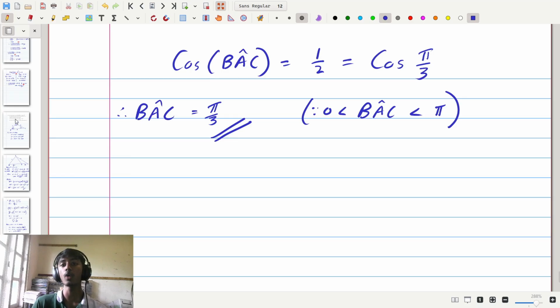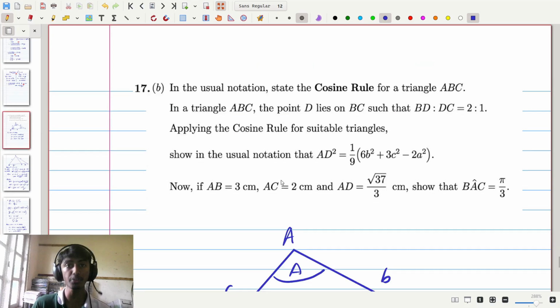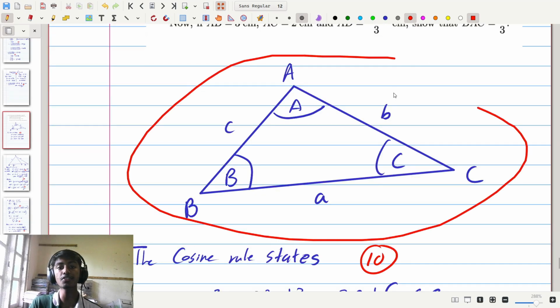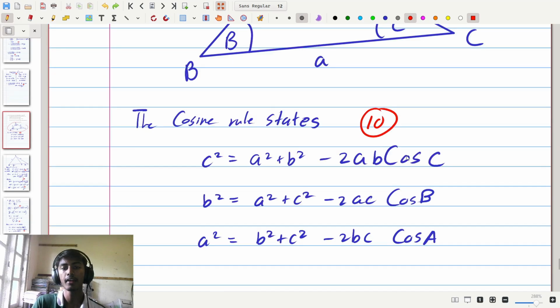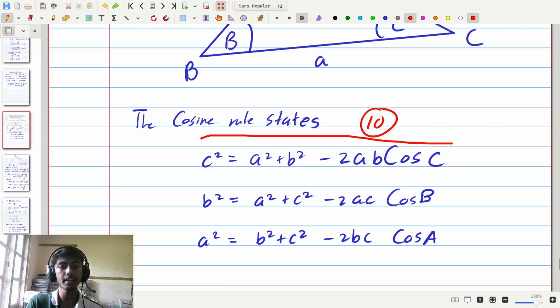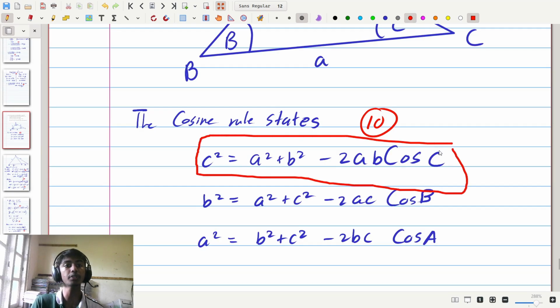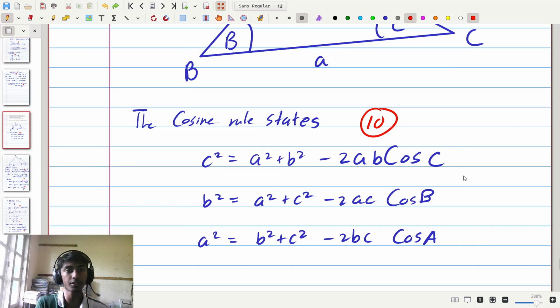Now finally, let's go up and discuss the marks awarded for this question. So at the start of the question, when you draw the triangle ABC in the usual notation and then write the cosine rule, writing one of these three will get you 10 marks. You don't need to write all three. If you write all three, you still get the 10 marks, but you only need to write one of them.